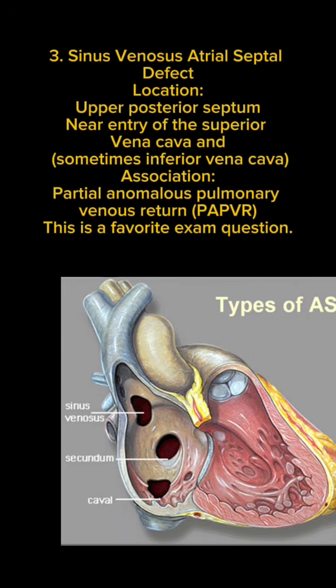3. Sinus venosus atrial septal defect. Location: upper posterior septum, near the entry of the superior vena cava, and association: partial anomalous pulmonary venous return. This is a favorite exam question.